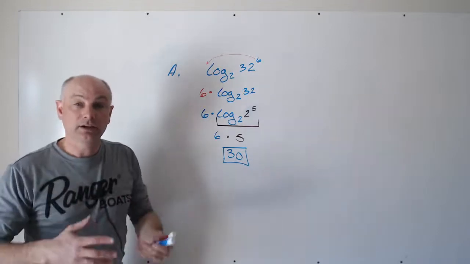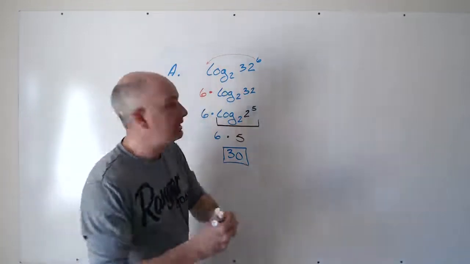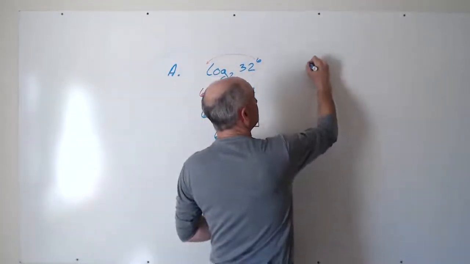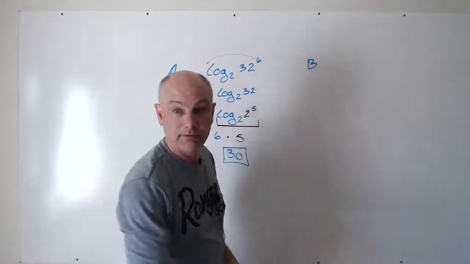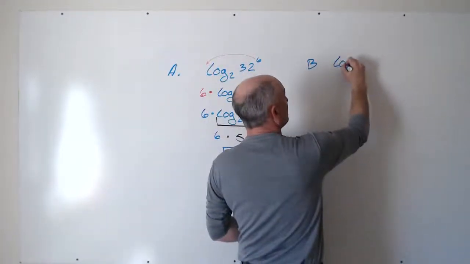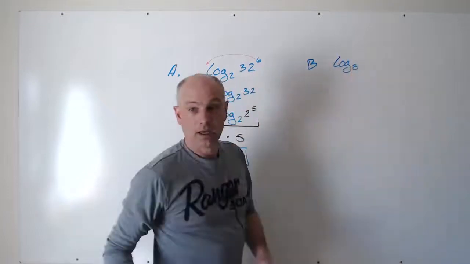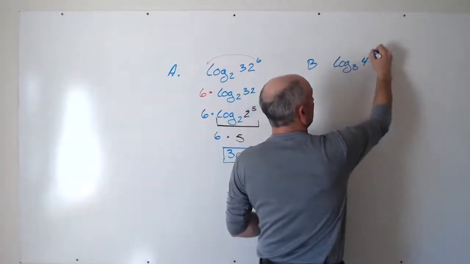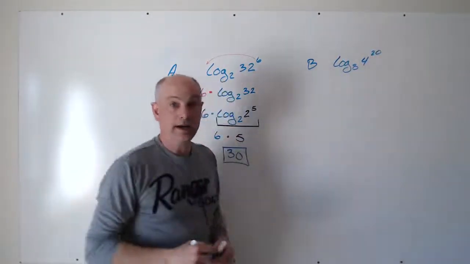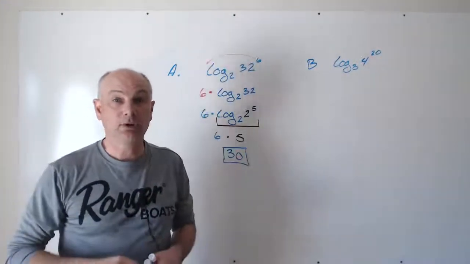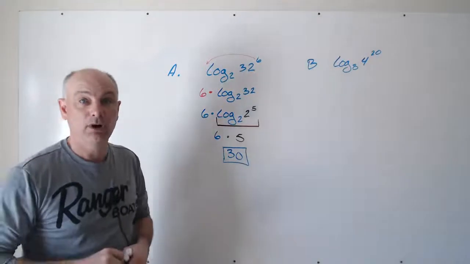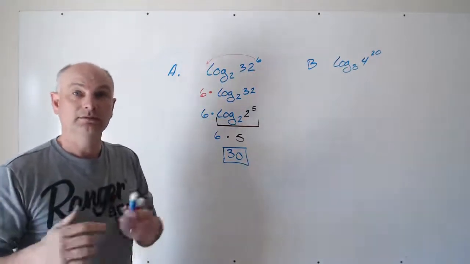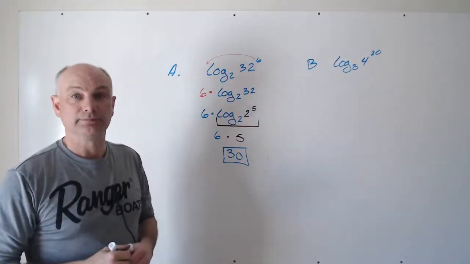Okay? So take a look at example B. In example B, we have log base 8 of 4 to the 20th power. All right, so give this one a shot real quick, then we'll come back together. Pause the video. When you're ready, restart and move on.